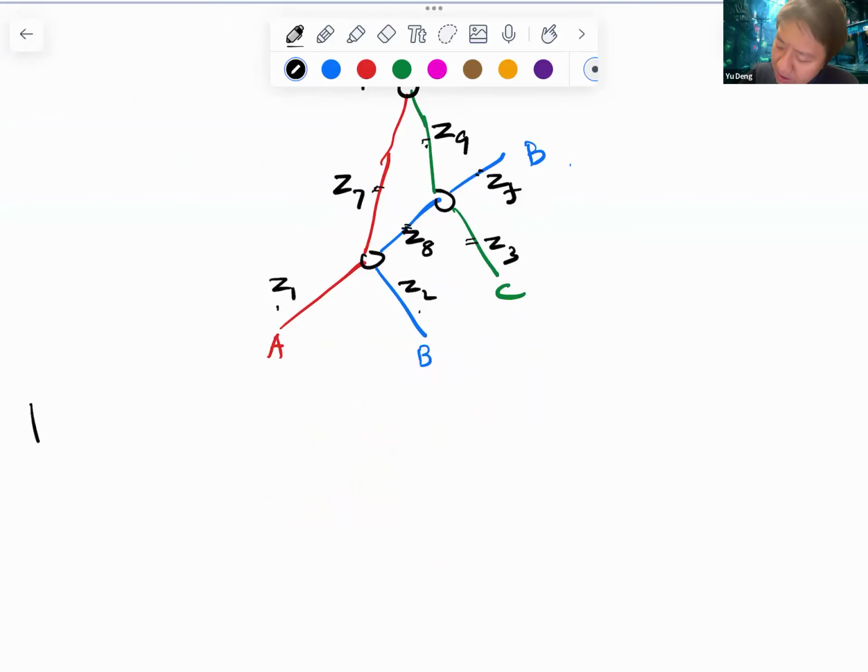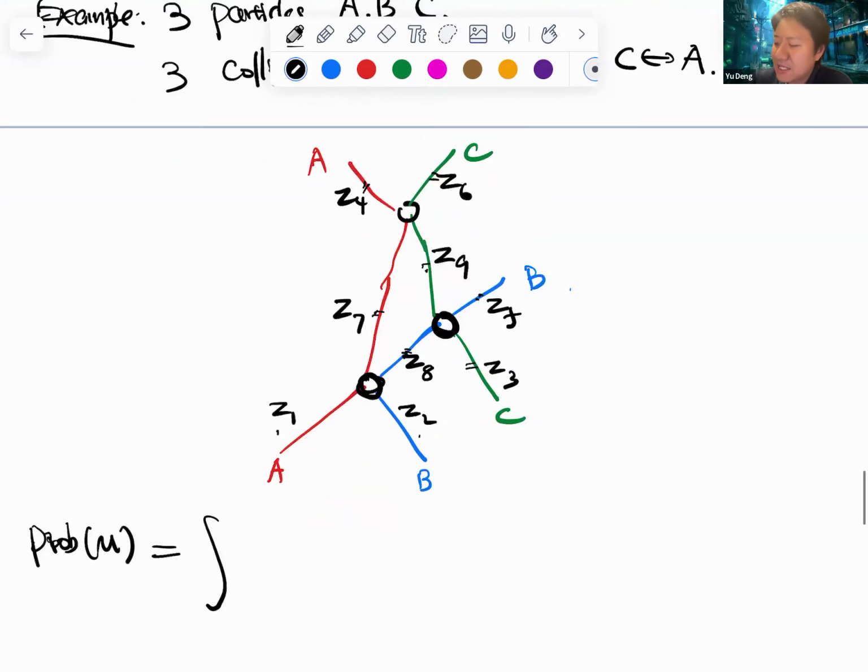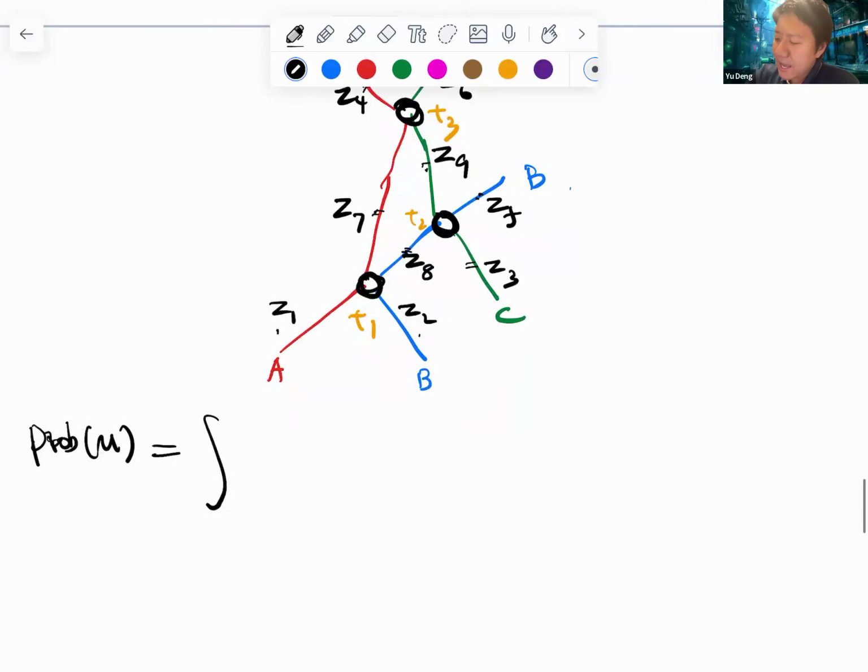Okay, so the probability of M is an integral. In addition to the vector integrals, we also have the time variables. Remember that there is a collision here that happens at a time. Let's say we have T1, T2, T3.